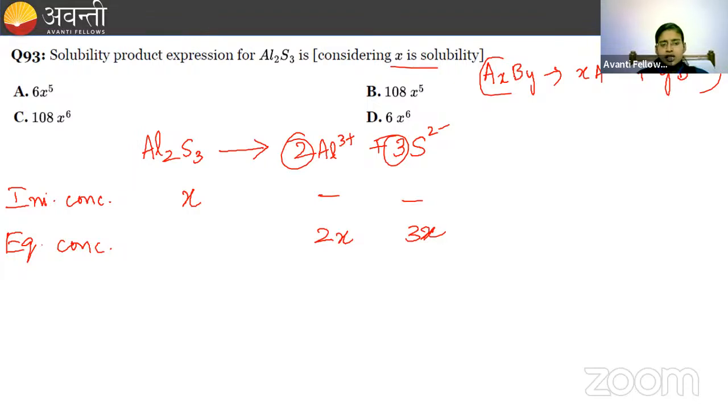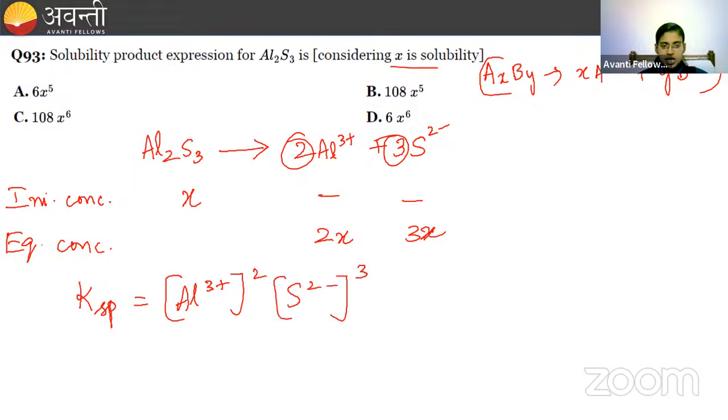Now, the solubility product is written as KSP. It is equal to the product of concentrations, that is, Al3 plus to the power 2 and S2 minus to the power 3. How to write the solubility product? The product of concentrations raised to their stoichiometric coefficients. Okay, so the concentration of Al3 plus is 2x, right?